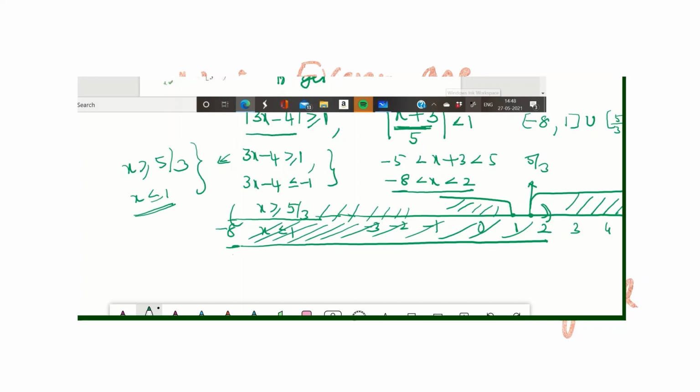So minus 8 to 1 is the first portion, with minus 8 not included and 1 included, closed here, union 5 by 3 to 2, where 5 by 3 is included and 2 is excluded, that means open at 2. So this is the required domain. So they're not giving tough questions, they're giving conceptual questions. That's why try to focus on fundamental concepts. Thank you so much.